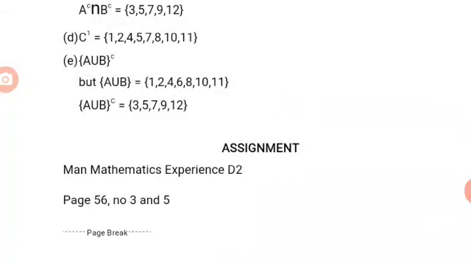So look at the examples very well. Go through the examples, you will understand it better. Are we together? So the assignment I'm going to give you is: go to Mathematics SS1. Look at exercise, not experiments. Look at exercise D2, that is page 52. Solve number 3 and 5.